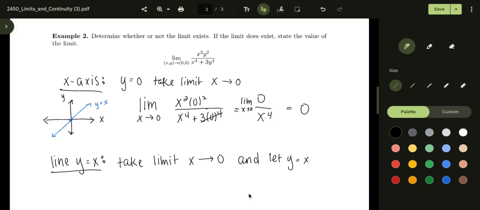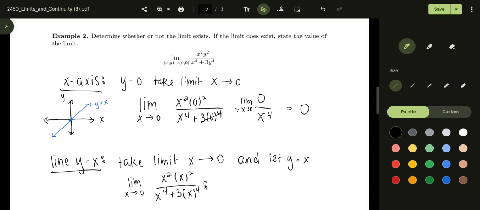And so now we're going to do the substitution and then evaluate our limit just like we did using the x-axis path. So we have the limit as x approaches 0 of x squared. And then remember, everywhere we saw y, we're now substituting that with an x in our original function. So we have an x squared times an x squared over x to the 4th power plus 3 times x to the 4th power.